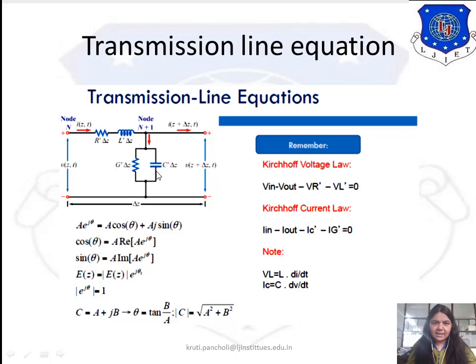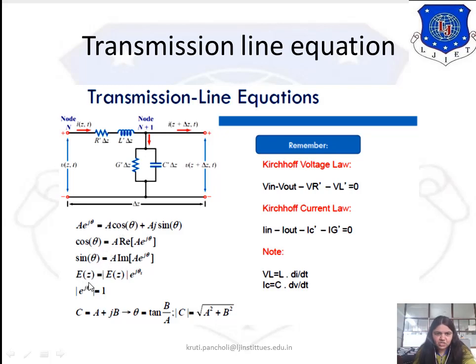So there is a capacitor, there is a charge leakage, so there is a conductance. Now these are some rules that I write over here. Suppose e raised to j theta, e raised to j theta means cos theta plus j sin theta. Cos theta is the real part of this equation, and sin theta is the imaginary portion.